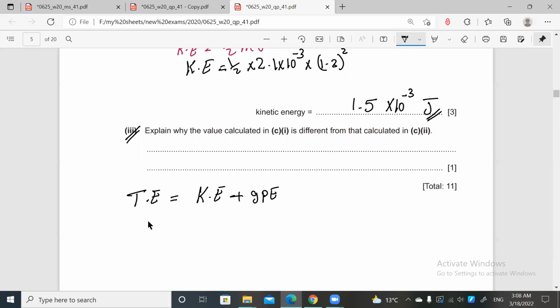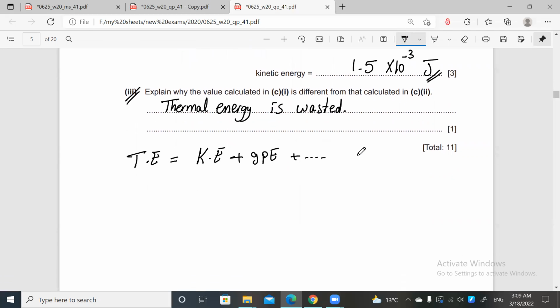That means the two types must equal each other. So why is there a difference between the two numbers? There must certainly be a missing amount or magnitude of energy. Okay, what happened is that there is thermal energy. You'll ask me where the thermal energy came from? I'll tell you, as a result of a dragging force between the metal ball and the liquid, energy is wasted. Okay, the thermal energy is the heat energy, as a result of friction.